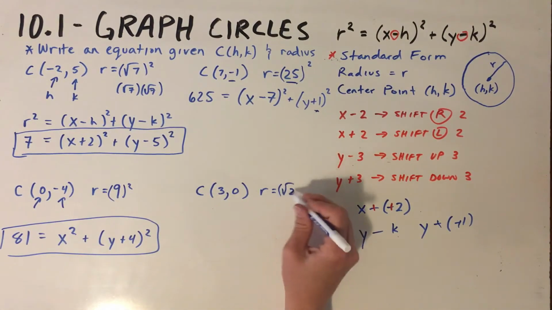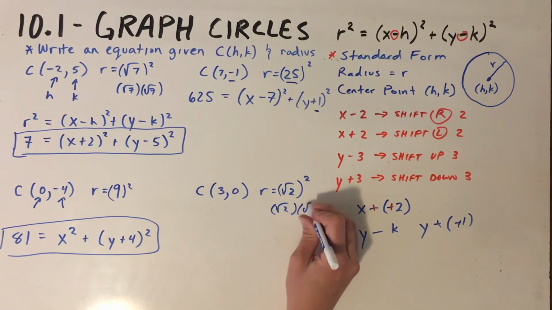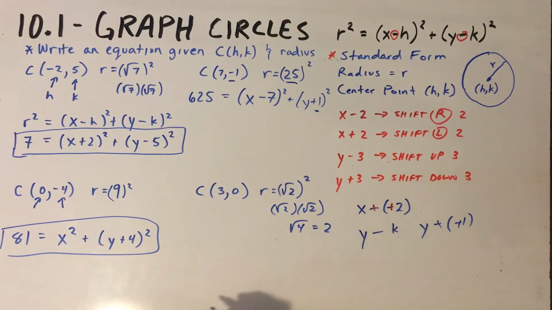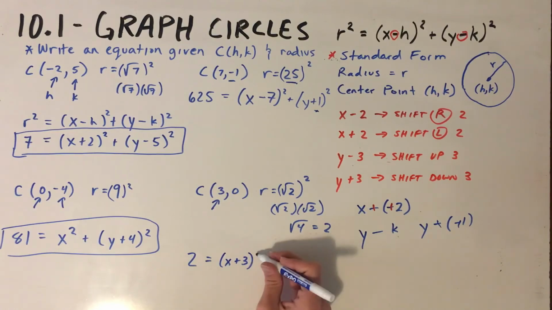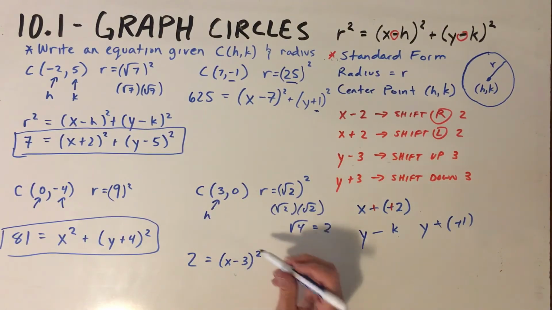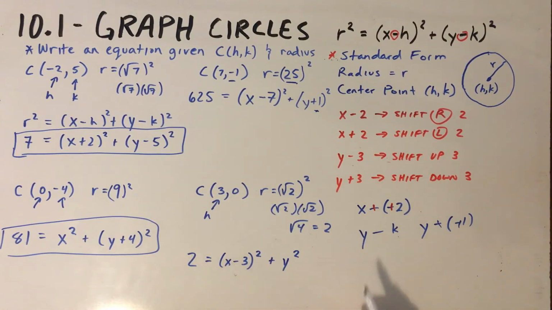And this one, if I square the square root of 2, then I literally am taking the square root of 2 times the square root of 2. Well, this is the square root of 4, which is just the value 2. So the radius of this circle here is 2. I have a movement of 3 for x, so this is going to be x minus 3 squared, because the actual value of h here is 3. And y is just going to be squared. There's no y movement at all. So this is the equation of that circle.